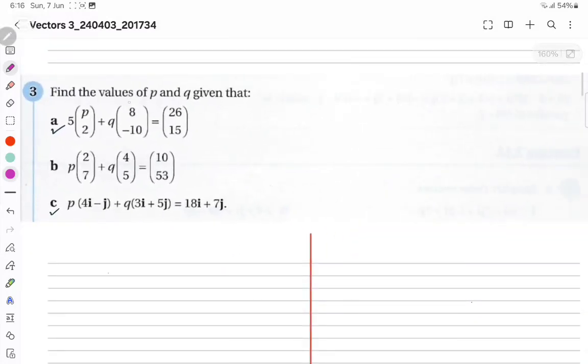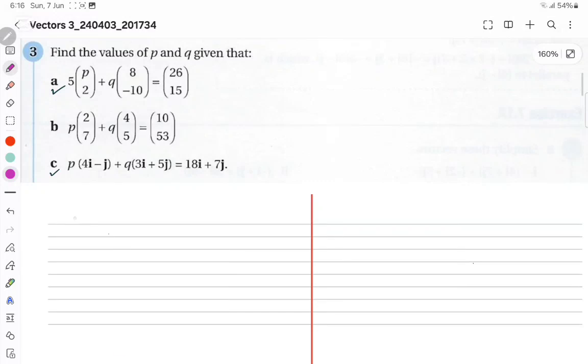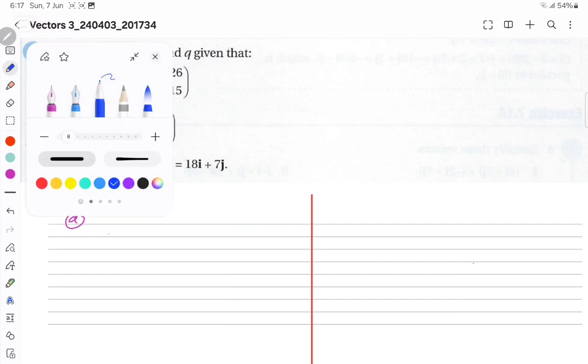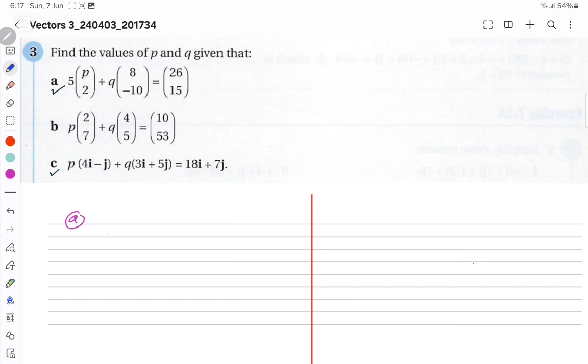In this question, he said find the values of P and Q given that. The first question is A. How to find the value of P and Q? Here we have letter A. 5 times (P, 2) plus Q times (8, 10). It's equal (26, 15).